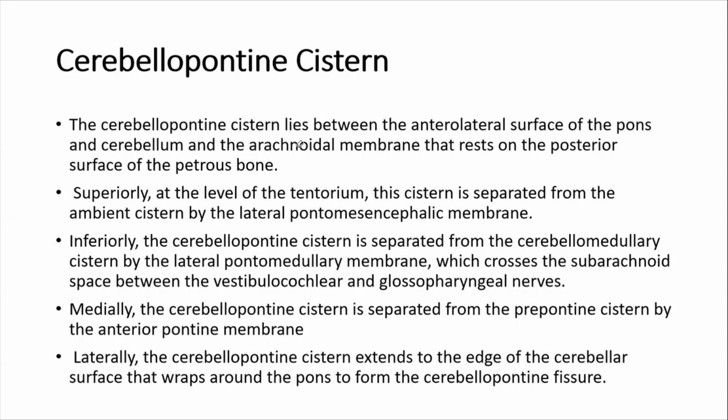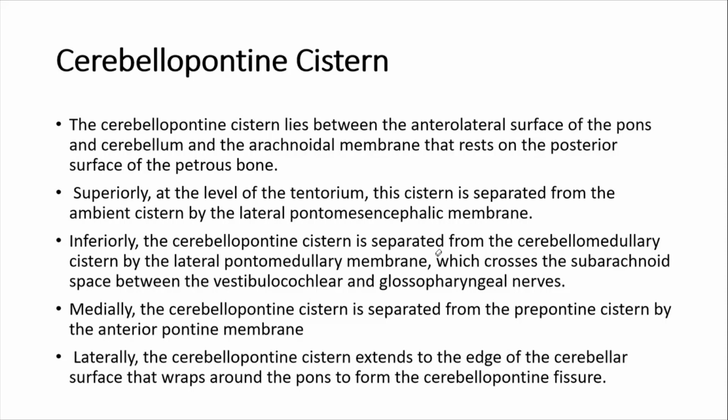The cerebellopontine cistern lies between the anterolateral surface of the pons and the cerebellum and the arachnoid membrane that rests on the posterior surface of the petrous bone. Superiorly, at the level of the tentorium, this cistern is separated from the ambient cistern by the lateral pontomesencephalic membrane, as we have already seen.